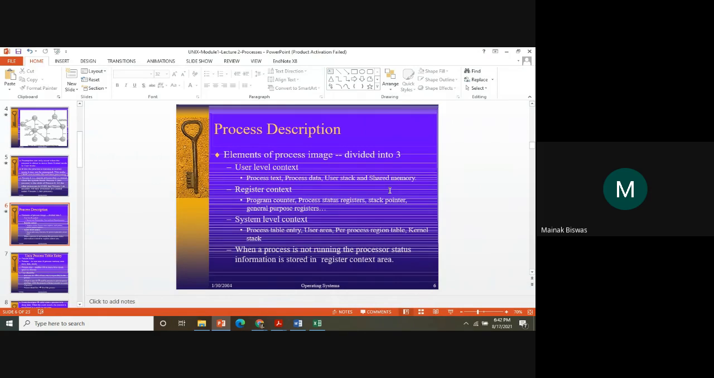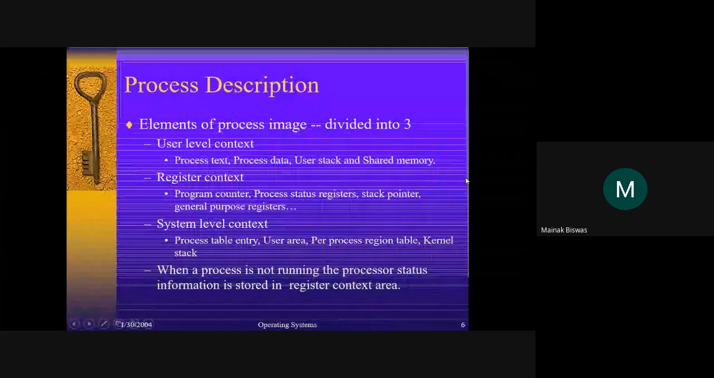So process description we are talking about, there are three parts. So one is the user level context, one is the register context, and one is the system level context. So in the user level context, what are the elements there? That is the process text.